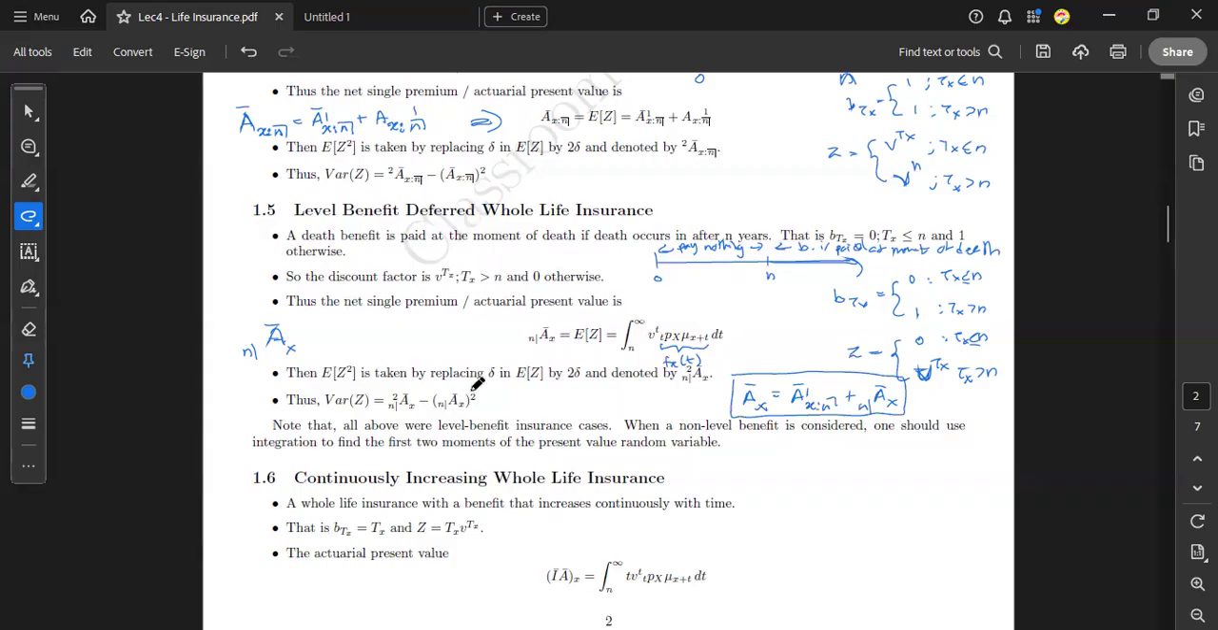And again, since we are dealing with v to the power T, the second moment is taken by replacing delta with 2 delta, and it becomes this. The notation says this is the second moment of the present value random variable of this deferred whole life insurance.